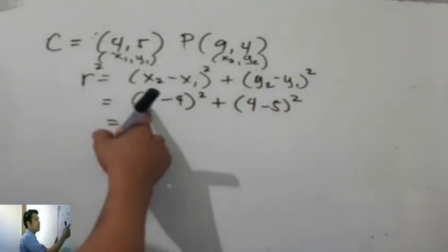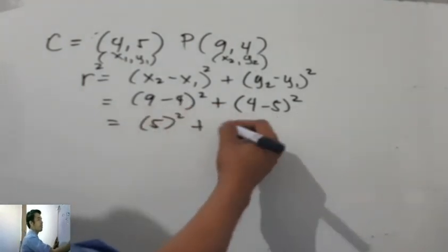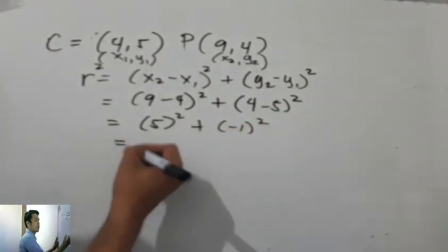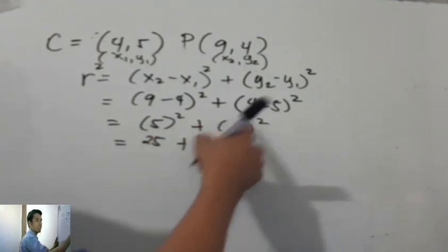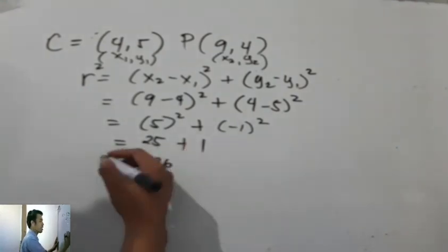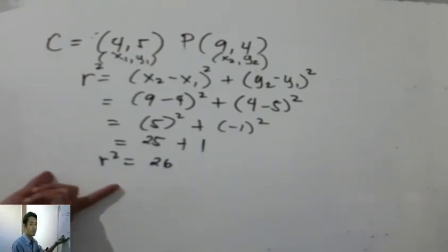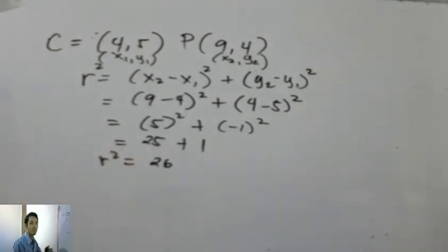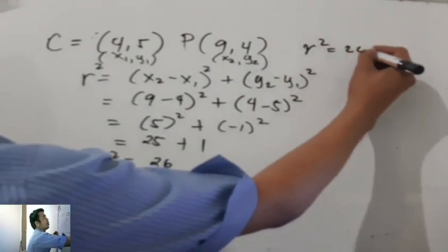So we have 9 minus 4, this is 5 squared, plus 4 minus 5 is negative 1 squared. So we have 5 squared is 25, plus negative 1 squared is positive 1. So we have 25 plus 1 is 26. This is now our r squared is equal to 26. Okay? So to find the standard equation of the circle, we have now the radius, or our r squared is equal to 26. So let's copy that.